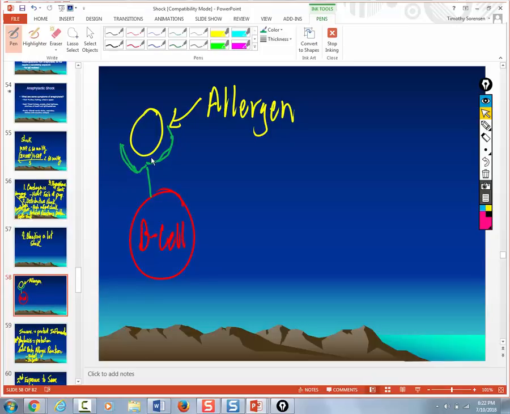That's a terrible receptor. It's supposed to fit better. Got a little muffin top there. That looks like a flower. Doesn't it?